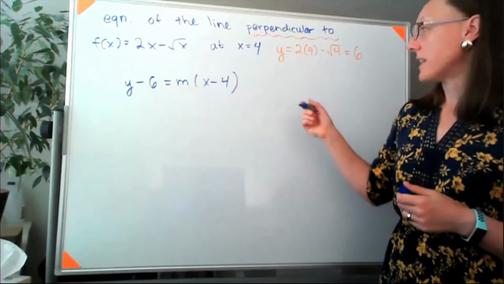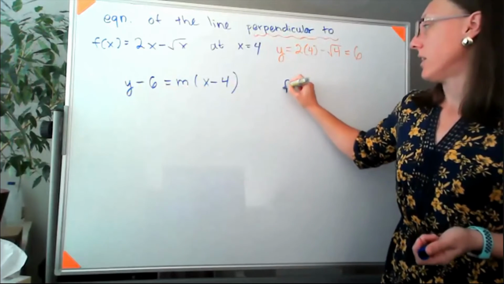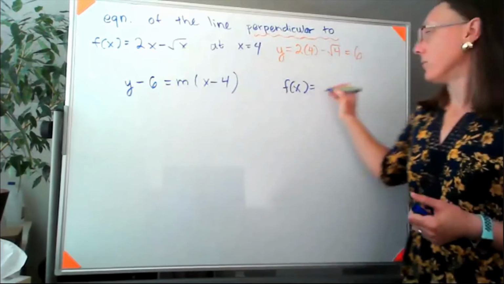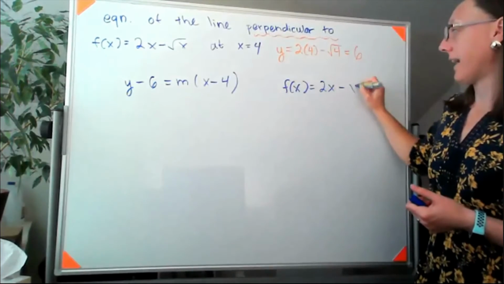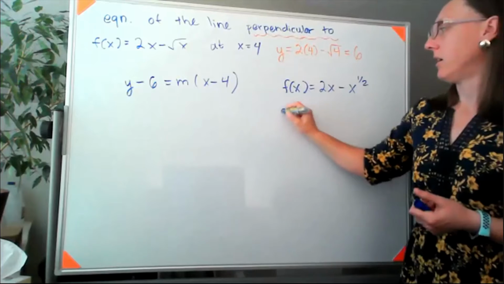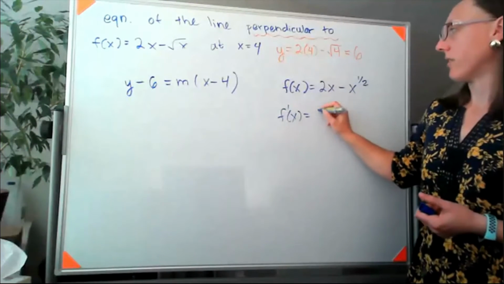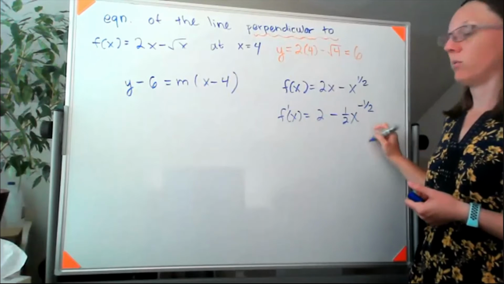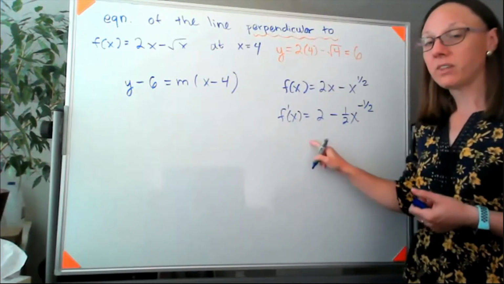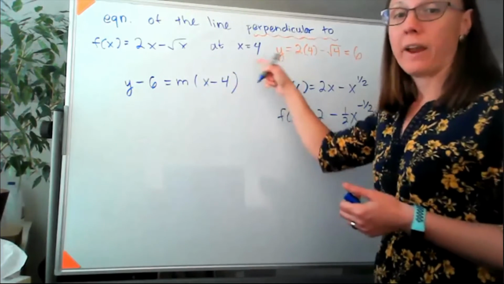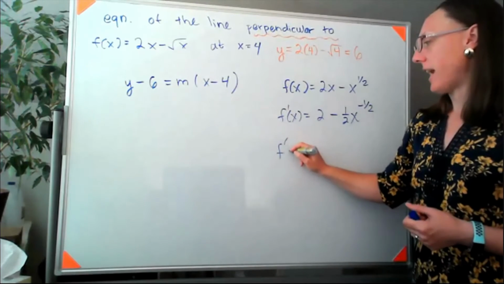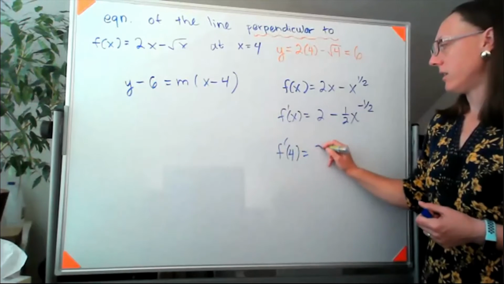So for the slope of the tangent line, we're going to need a derivative. And I'm going to choose to rewrite that square root to say x to the 1/2 power. And when I take that derivative, I'll get 2 minus 1/2 x to the negative 1/2 power. I care about the slope when x equals 4. So I'm going to find the slope of the tangent line at x equals 4.